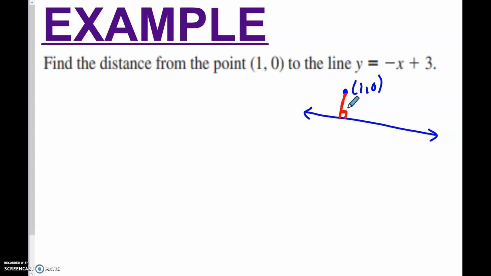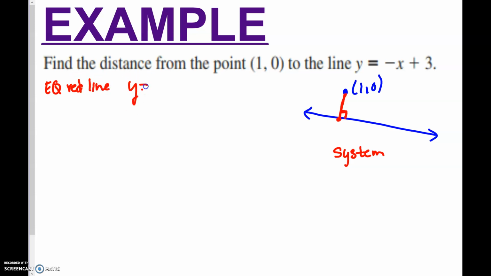So can we find the equation of that red line? If we can find the equation of that red line, and then we have the equation of the blue line, this is why we went over systems, because if I have an equation of two different lines, I can find the point that they're meeting at. And once I know what this point is that they're meeting at, then I can use my distance formula. So what I first need to do is find the equation of that red line.